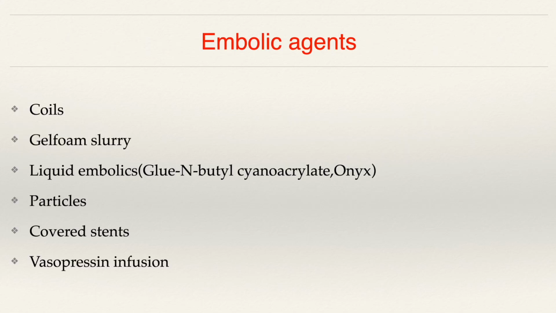Now let's talk about the embolic agents. These are the weapons we have to stop upper GI bleeds. The most commonly used are coils. Then we have gel foam slurry, liquid embolics, particles, covered stents, and the last option will be vasopressin infusion.